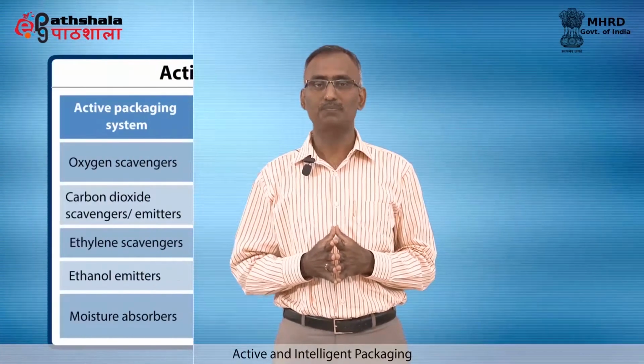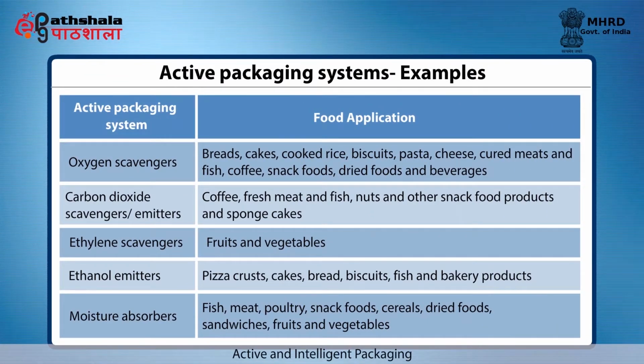Now you see the table. It shows the type of active packaging system and their application to different types of food. Oxygen scavengers: they can be applied to breads, cakes, cooked rice, biscuits, pasta, cheese, cured meats and fish, coffee, snack foods, dried foods and beverages.